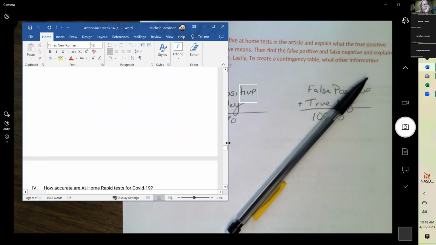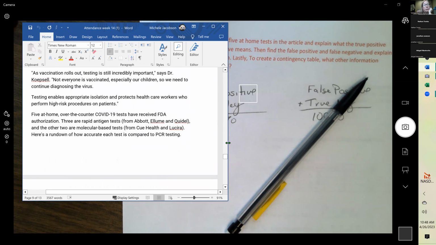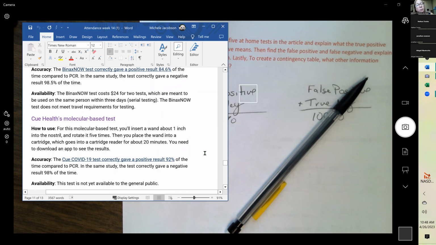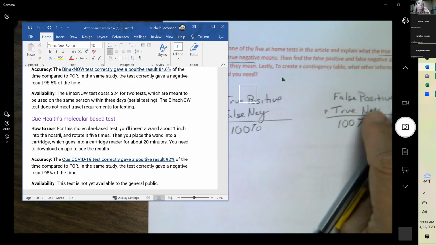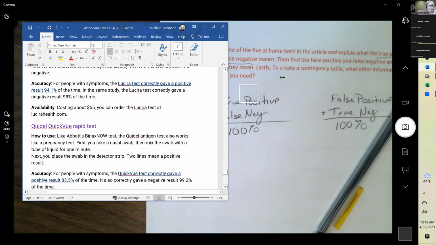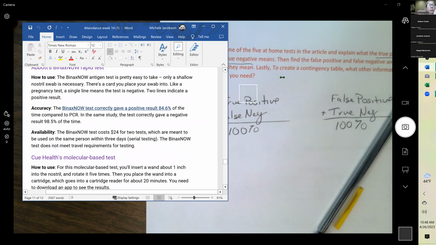So there's number 3. Right after number 3, they tell you about different rapid home tests, and they're marked in purple. So Binax Now, that was a very common one. You've probably seen that one. They were giving it away free. Q Health's molecular based tests. And each of these will give you the true negative and the true positive. And you just have to pick one of them. So pick any one of them. I like the Binax because that's the one I have at home.